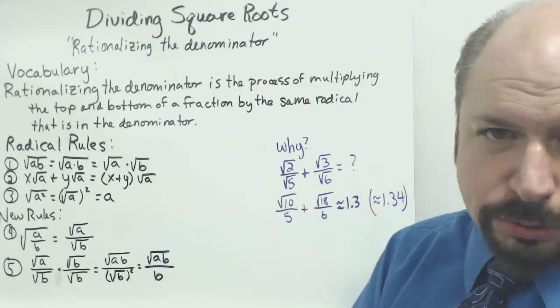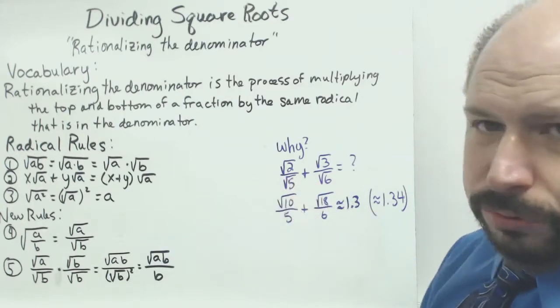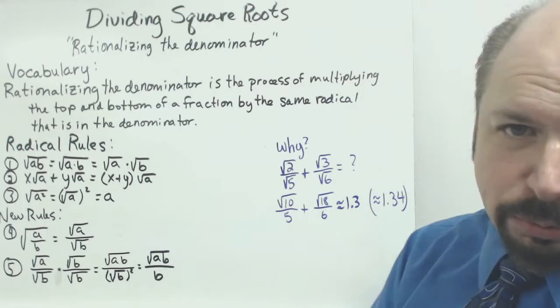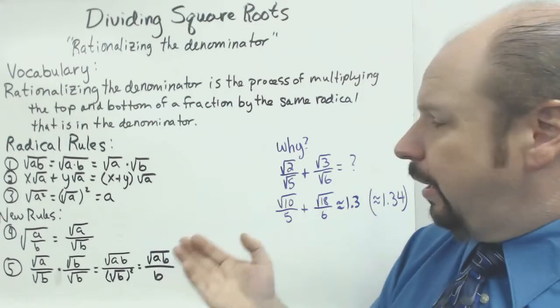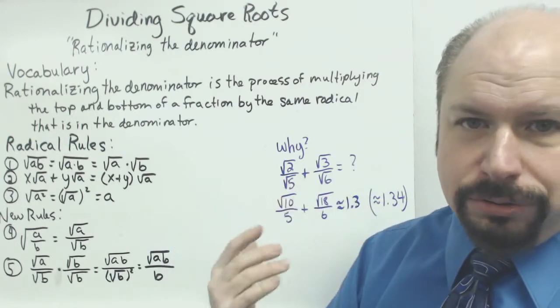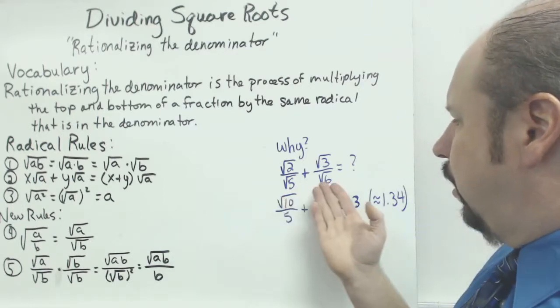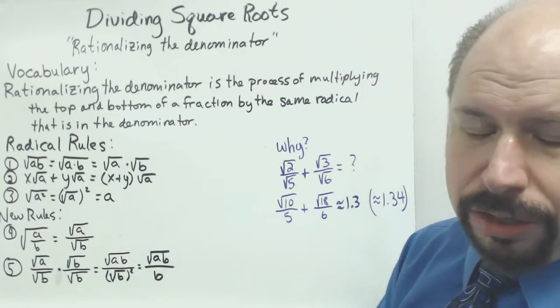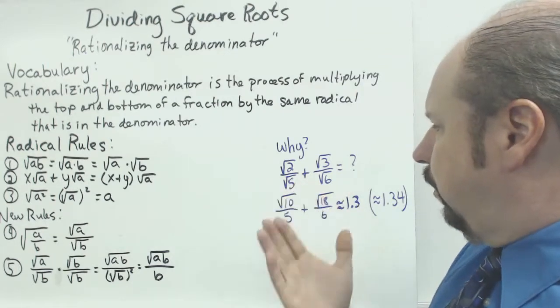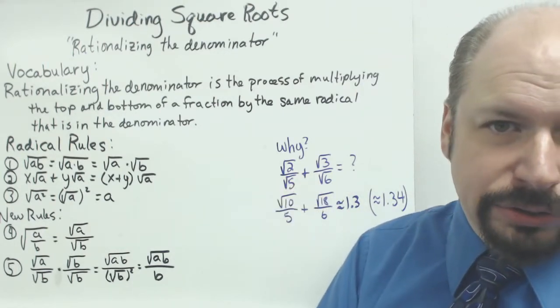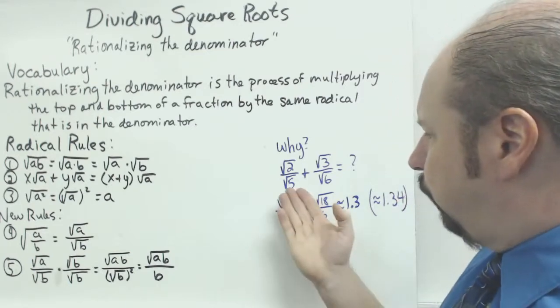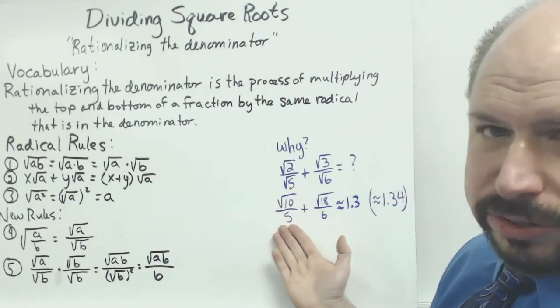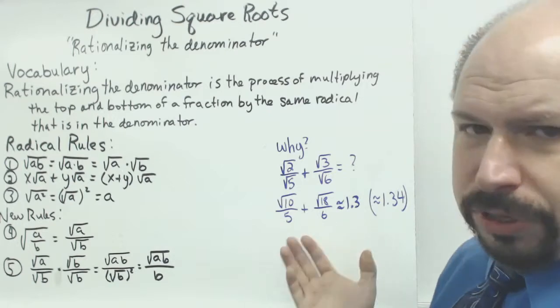If we were adding these two fractions, the square root of 2 over the square root of 5 plus the square root of 3 over the square root of 6, if I were to just look at that, I would not know what to do without a calculator. I wouldn't be able to even estimate that in my brain. It really looks kind of difficult to add together. But if we rationalize the denominator, we get the square root of 10 over 5 plus the square root of 18 over 6.